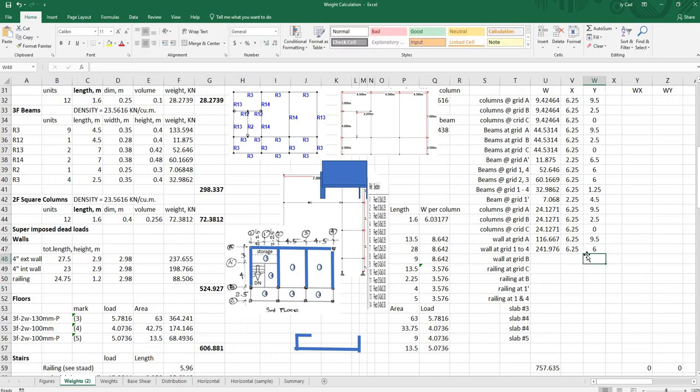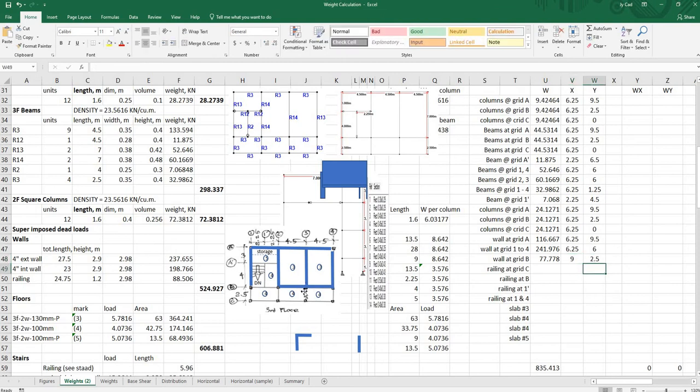Next, wall at grid B. This one is tricky. The wall at grid B would be only 9 meters. So that is the length 9 times the height of 2.9 multiplied by 2.98. Its centroid is here, which is at a distance of 9 meters and 2.5 meters.